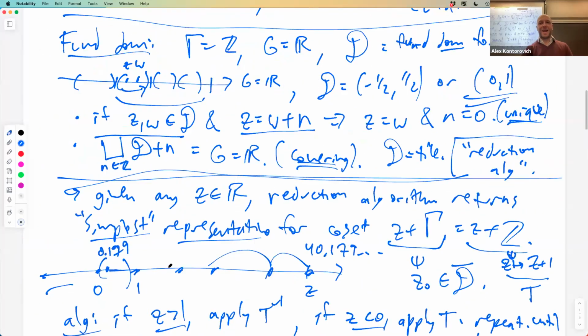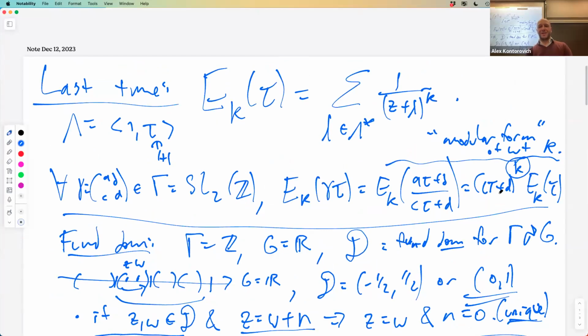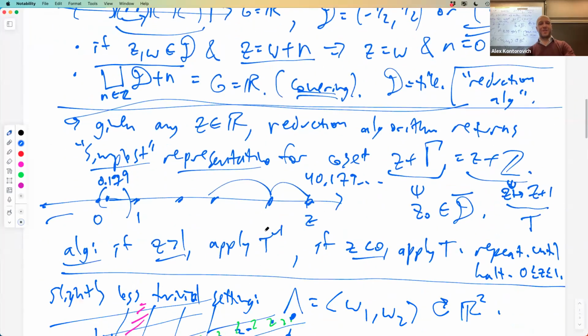Okay, so now let's think about our case at hand. Again, what's the case at hand? We're trying to understand any modular form of weight K. If we had a fundamental region for the action of SL2Z on the upper half plane, we could just worry about the values of the Eisenstein series on that fundamental region. So what is it? Let's work it out.